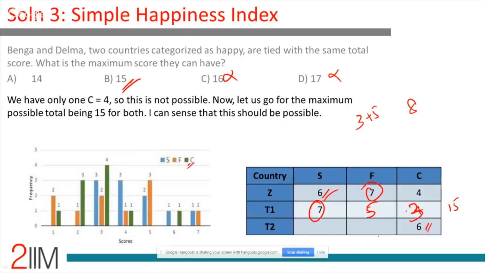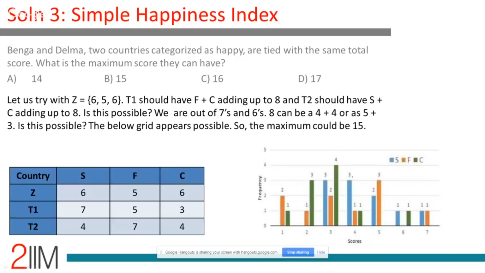C should be 3, F5. That is possible. These two should add up to 15. So we got a 4 plus 5 or a 5 plus 4. We don't have 6s remaining. Do we have an F5 and an S4? F5, S4. That seems possible. Already straight away it looked like 15 were possible. It looks like 15 is going to be possible. This grid right here.